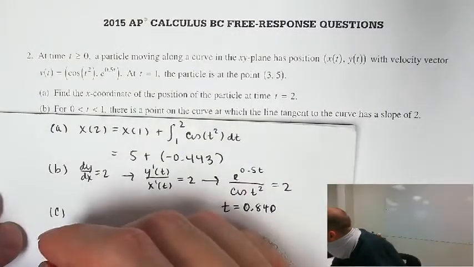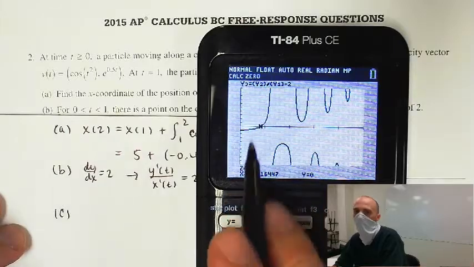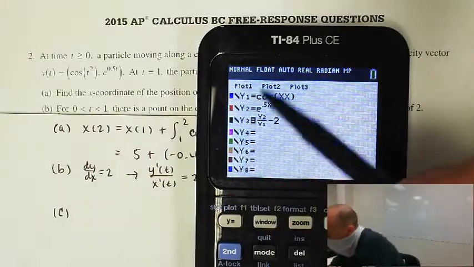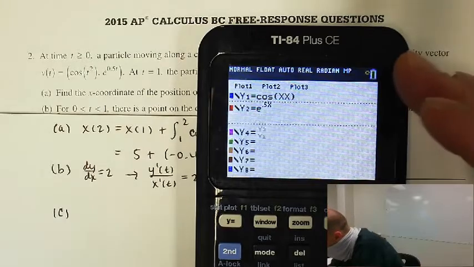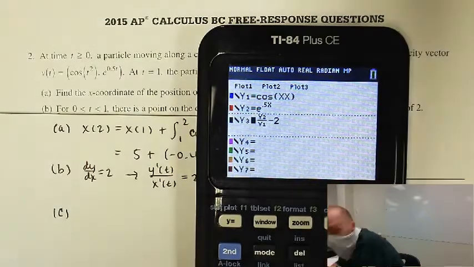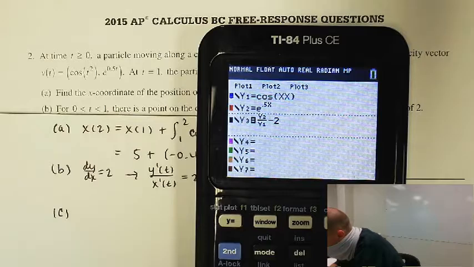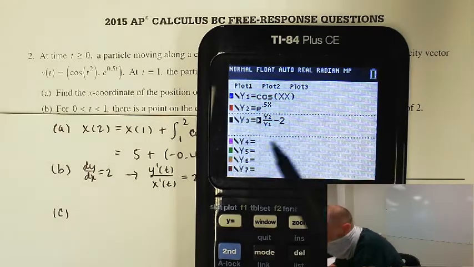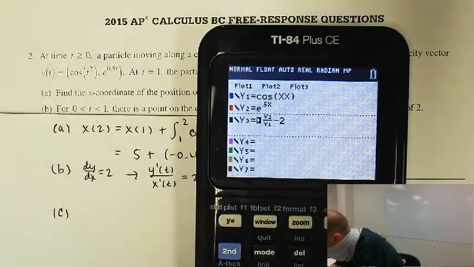I had something else to say about this. Oh, okay. Notice how it only graphed Y3. That's because I turned off the graphing for Y1 and Y2. If you wanted it to not graph Y3, I don't know why you would want that, but you highlight the equal sign and press enter, it makes it not dark anymore, and that means it's not going to graph.